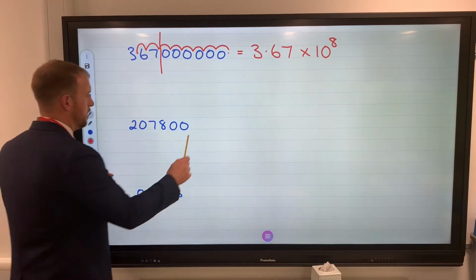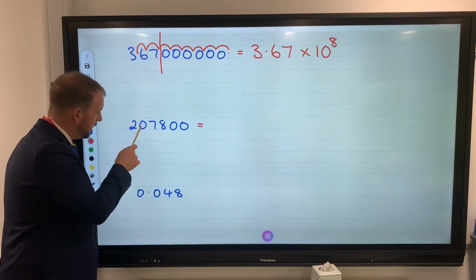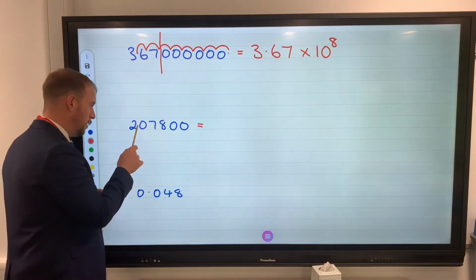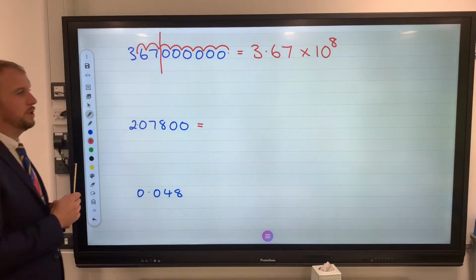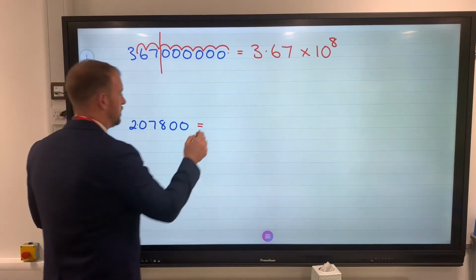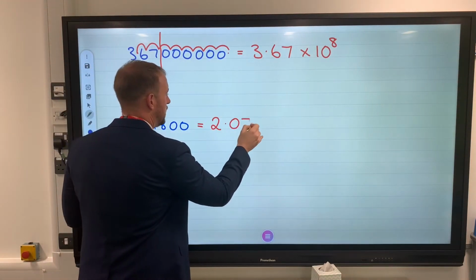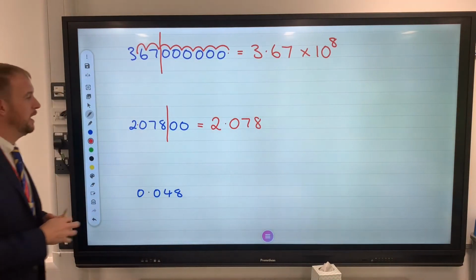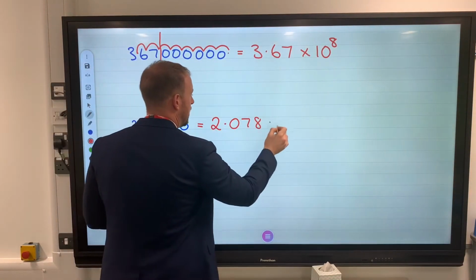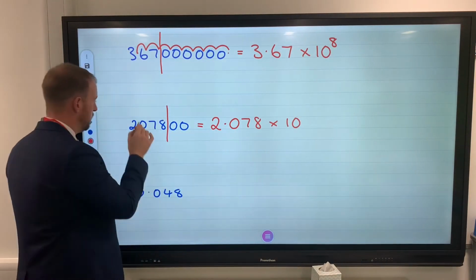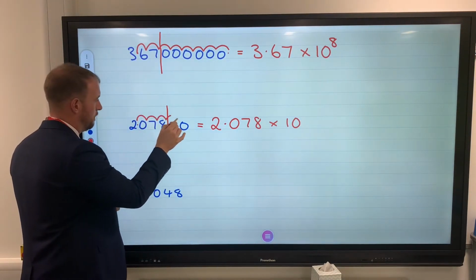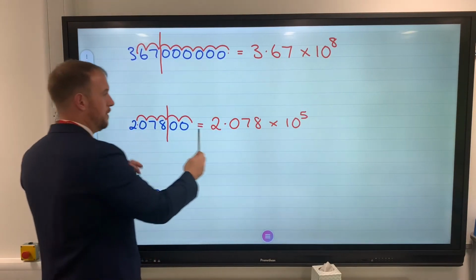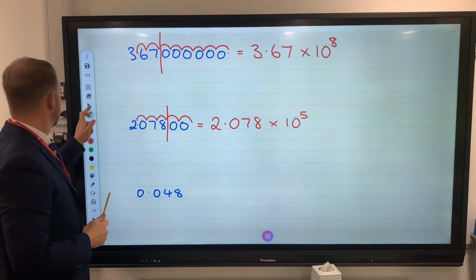This one here, you will notice there's a 0 in the middle of these digits. Now what I'm going to do, exactly the same, one digit, then put your decimal point. So you're going to have 2.078, because this time I'm chopping it off there. So 2.078 times 10 to the power of 1, 2, 3, 4, 5. The power of 5. Big number, positive value, positive power.